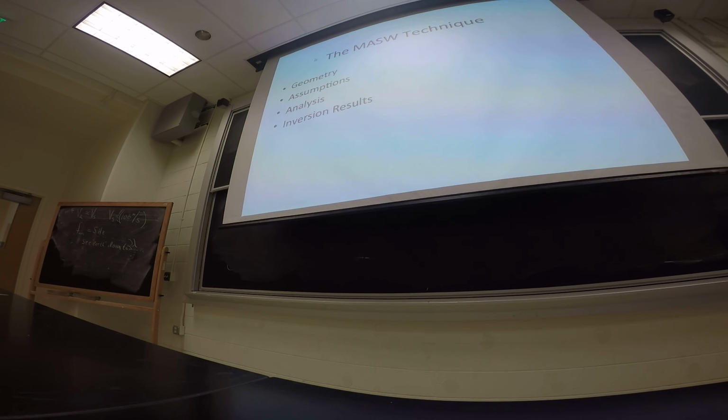Okay, so this is the thing that we're going to do out in the field, the MASW technique. And this is how commercially, people measure surface wave velocities in a particular area to get a soil profile. The geometry we've already seen before, the assumptions, the analysis, and the results.